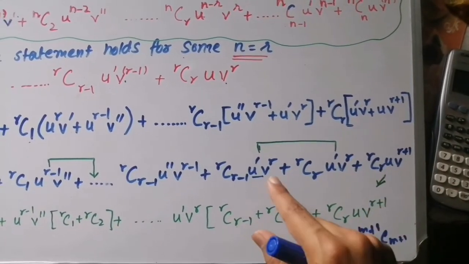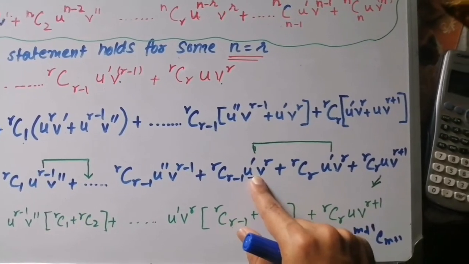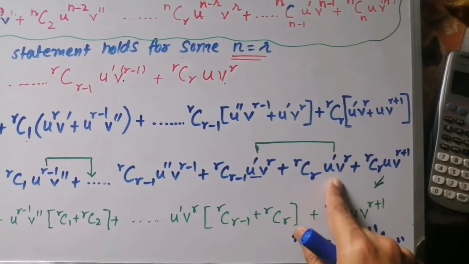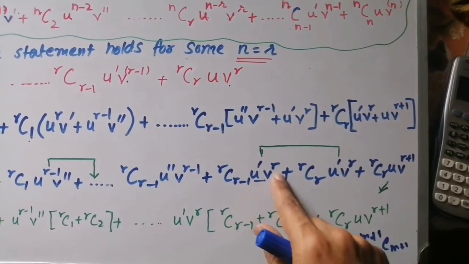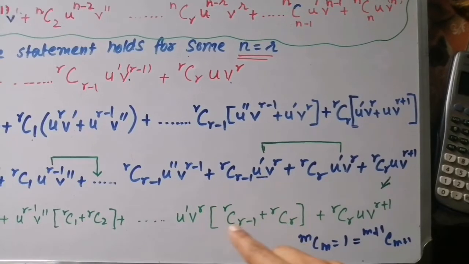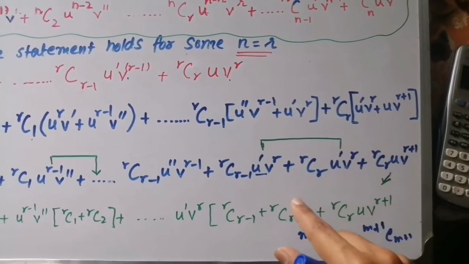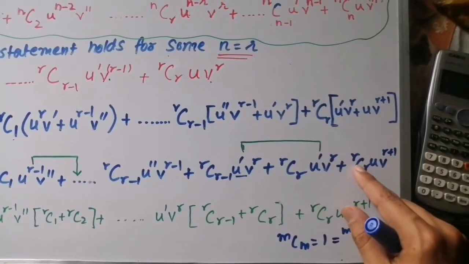So u prime v^r and u prime v^r is also mentioned here. These two terms also have some same part, so I'm going to take common u prime v^r out of it, and the remaining terms inside the brackets, that is rC(r-1) plus rCr. And the very last term is also written here, but with some modification.